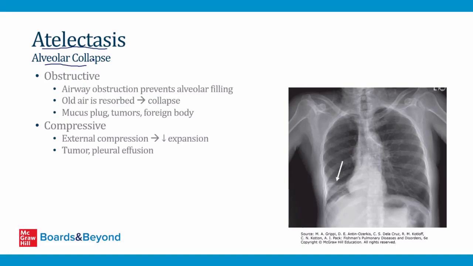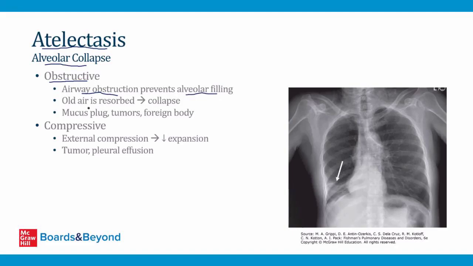And the same thing happens in atelectasis, but there is no hole. The lung is collapsing for other reasons. So let's talk about some of the reasons that atelectasis can develop. The first reason is called obstructive atelectasis. This happens when there's obstruction of the airway preventing the alveoli from filling.